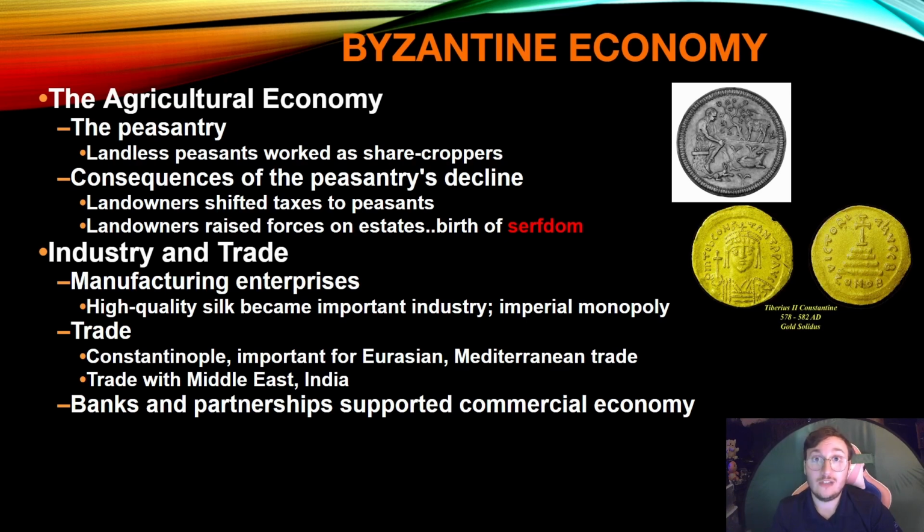Now, serfdom is different than slavery. A slave can be sold and bought. Serfs are tied to the land. Serfs can only be traded and sold if they sell the land that they are on.